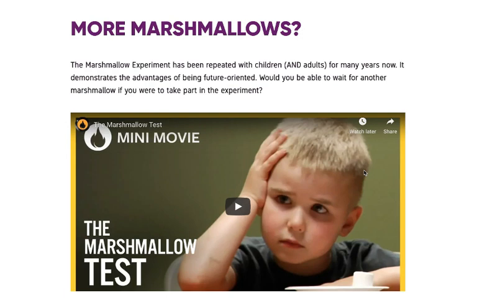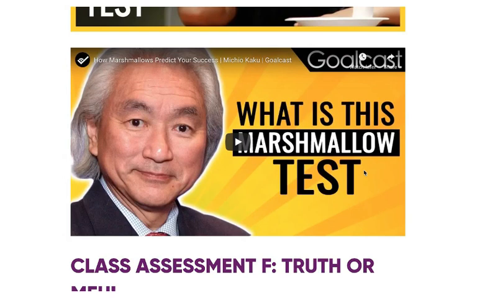So more marshmallows. This example of a marshmallow experiment has been repeated with children and has been done with adults for many years. And it shows how advantageous it can be to be future-oriented. So if you think about your future and really keep that in your mind's eye when you work, think about it. Would you be able to wait for a marshmallow if you were to take part in this experiment? This is a wonderful little experiment, and I advise you to watch that video and then to also see what Michio Kaku actually says about this experiment, how it determines our intellect, right?